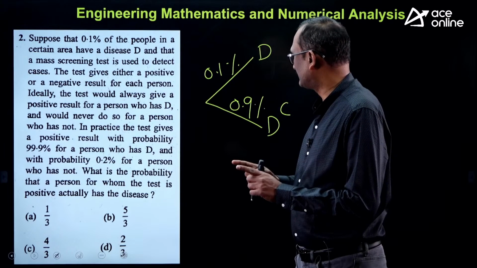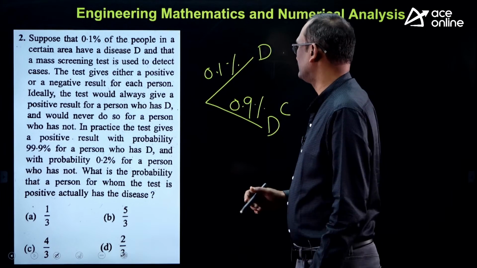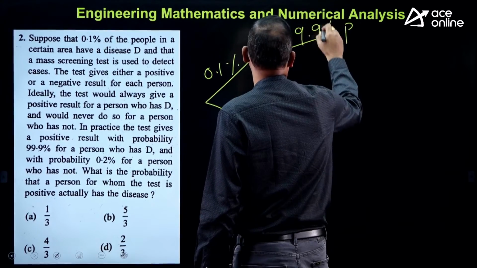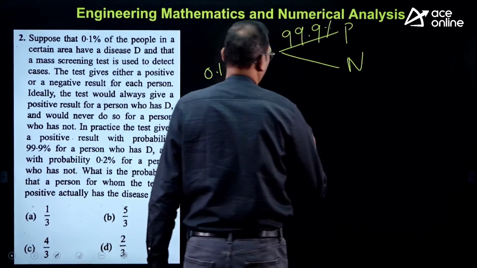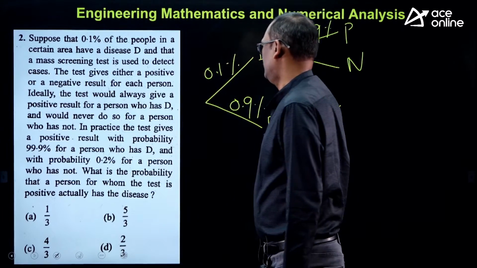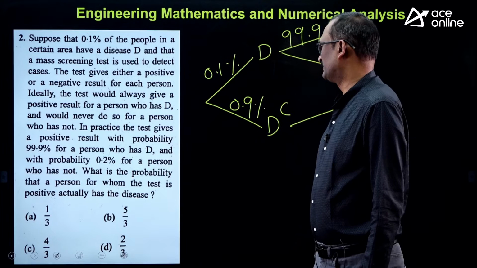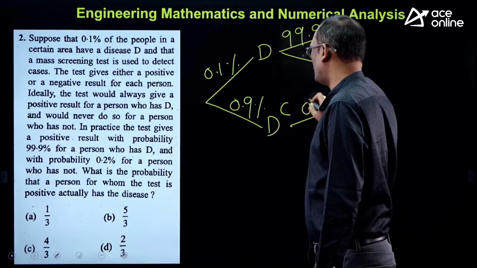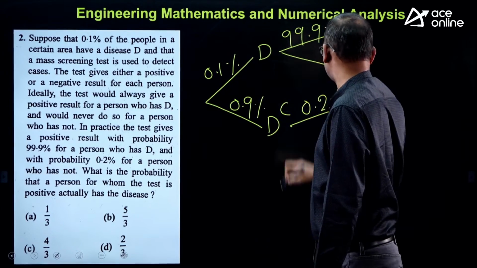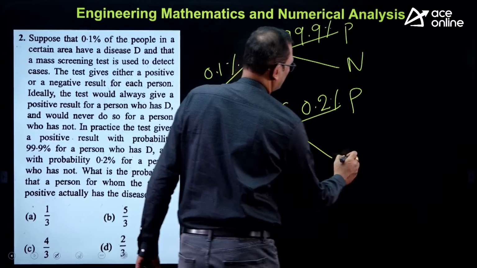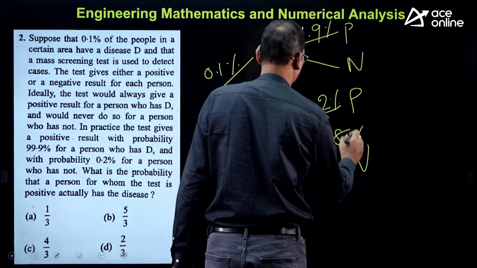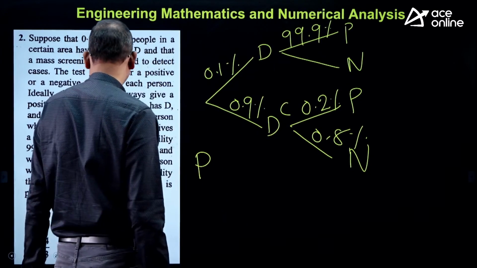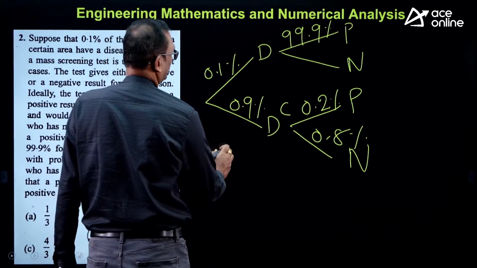In practice, a test gives a positive result with probability 99.9% for a person who has the disease, so the negative result has the remaining percent. And a positive result with probability 0.2% for a person who does not have the disease, so obviously a negative result with 99.8%. We were asked to find the probability that a person for whom the test is positive actually has the disease.